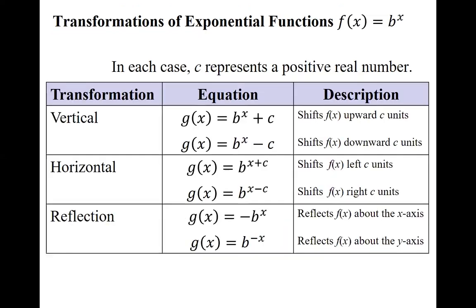Just like all of our other shapes, we can transform them. We can do a vertical translation by adding or subtracting from b to the x, up or down. By adding or subtracting just from the x in the exponent, we can move it left or right. By taking the opposite of the entire function, we could reflect about the x-axis, do a vertical flip. By taking just the opposite of the x, we can reflect about the y-axis. We can do a horizontal flip.